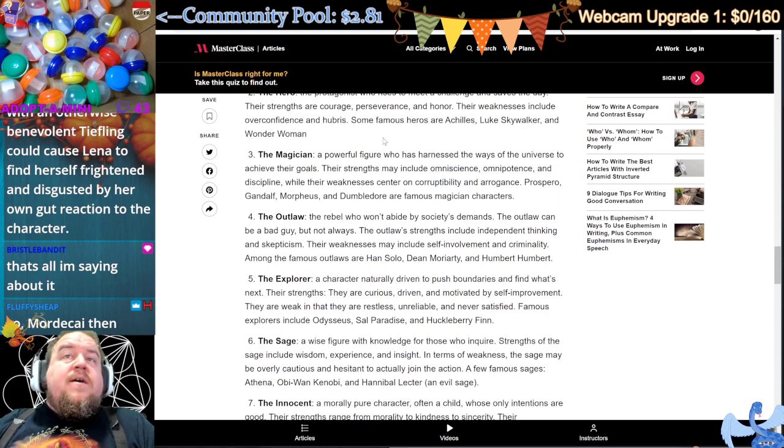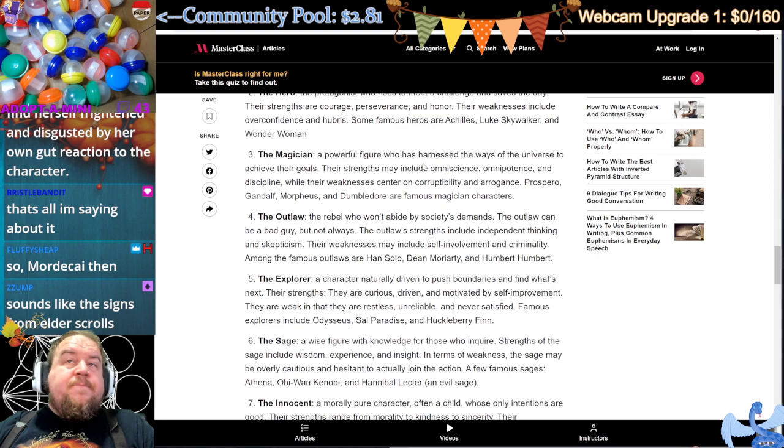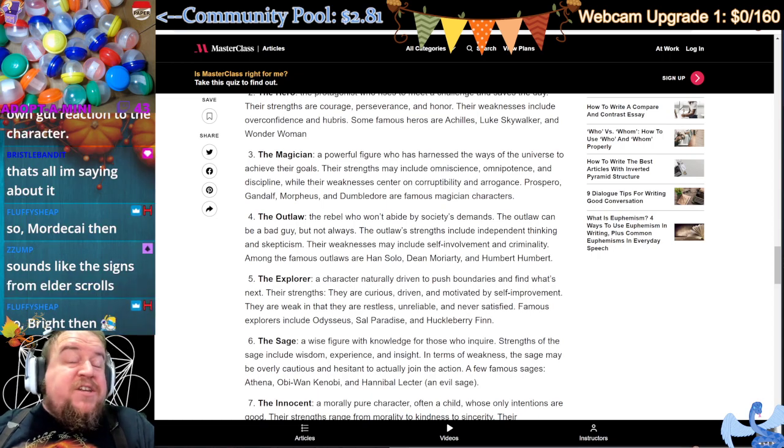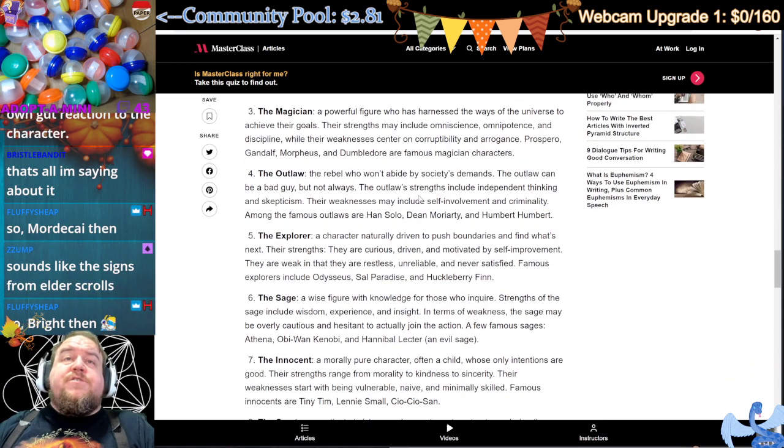The Magician, a powerful figure who has harnessed the ways of the universe to achieve their goals. Their strengths may include omniscience, omnipotence, and discipline, while their weaknesses center on corruptibility and arrogance. Prospero, Gandalf, Morpheus, and Dumbledore are famous magician characters. These would also be good mentor characters in the hero's journey.